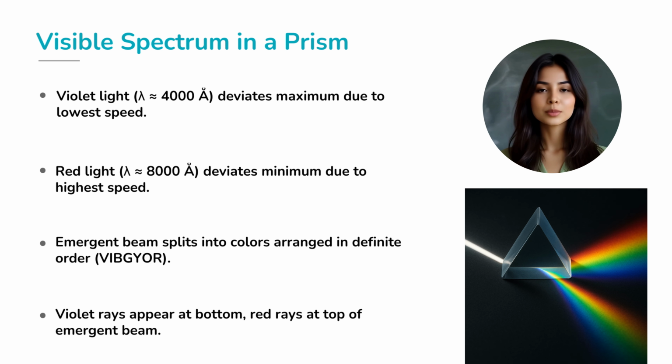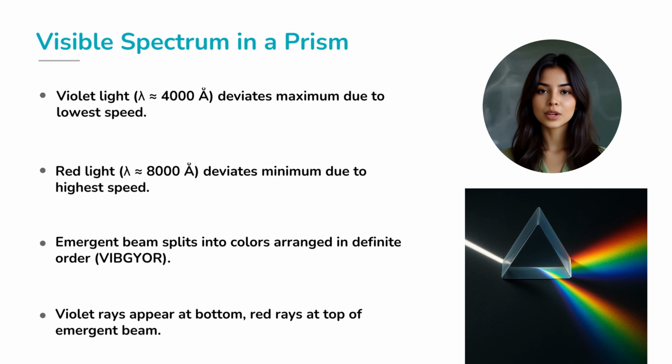Let's see how this plays out in the spectrum. Violet light, with wavelength about 4000 angstroms, deviates the most. Red light, with wavelength about 8000 angstroms, deviates the least. As a result, when white light passes through, the emergent beam splits into an array of colors, violet at the bottom, red at the top, and all the others arranged in between. That beautiful sequence we know as VIBGYOR.